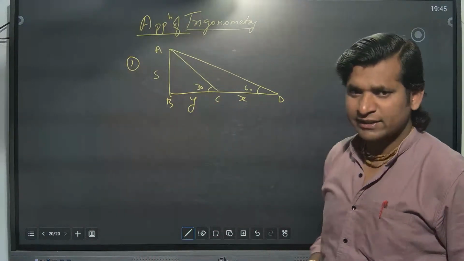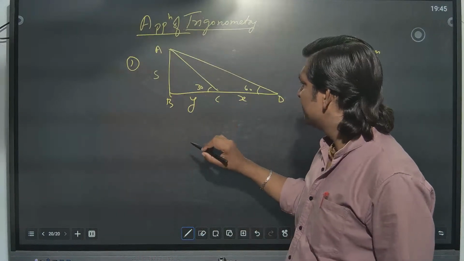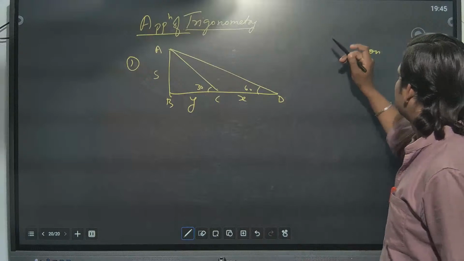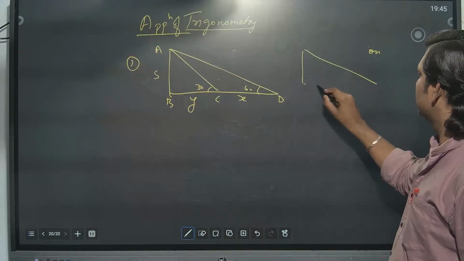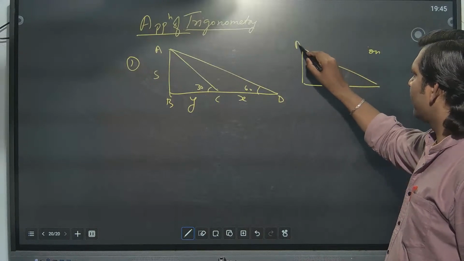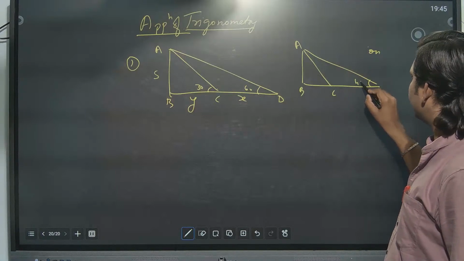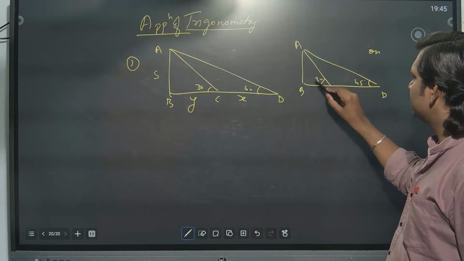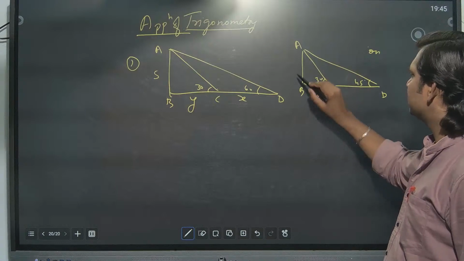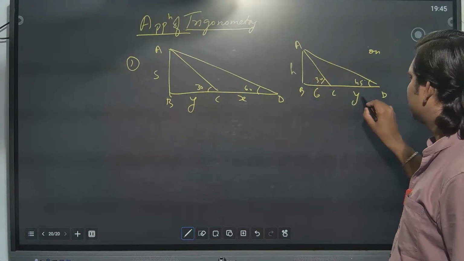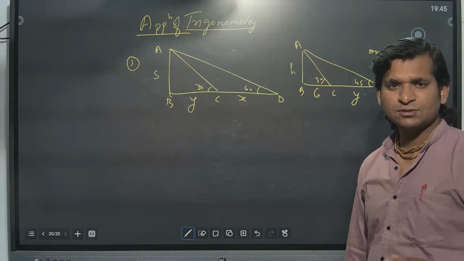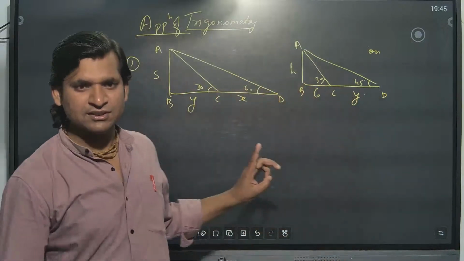Or in the same question, they can give 45 and 30. They will give this one as 6. They will tell you to find this, find this. So like this, questions they can ask. This is the first type.